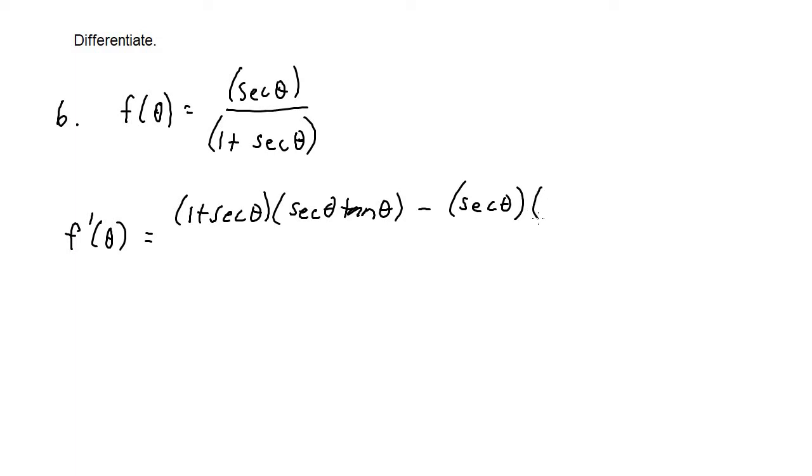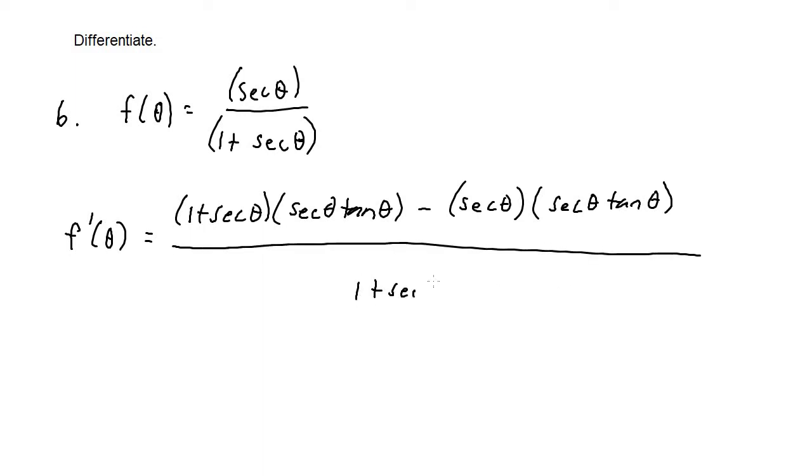lower function. Now derivative of 1 plus secant theta, the derivative of 1 is 0, and derivative of secant theta is secant theta tangent theta, all over the lower function squared, so 1 plus secant of theta squared.